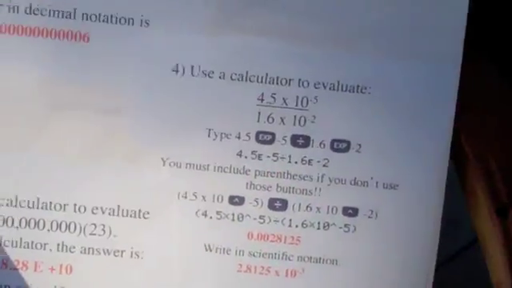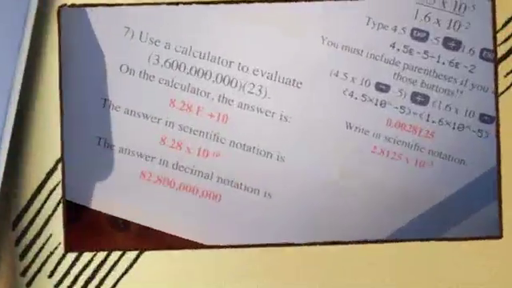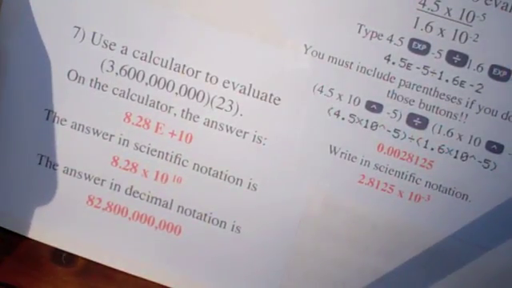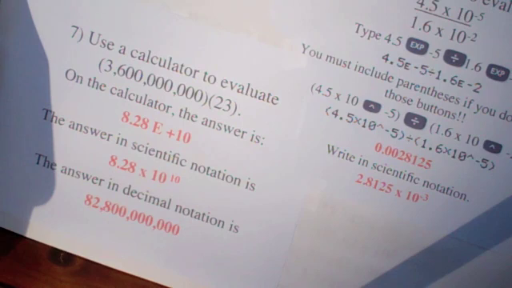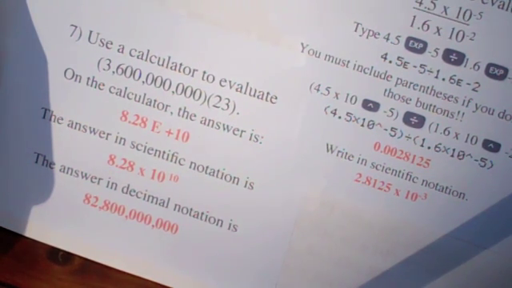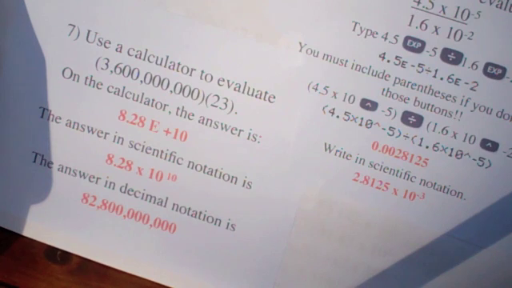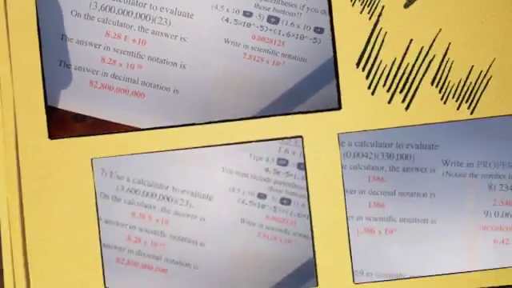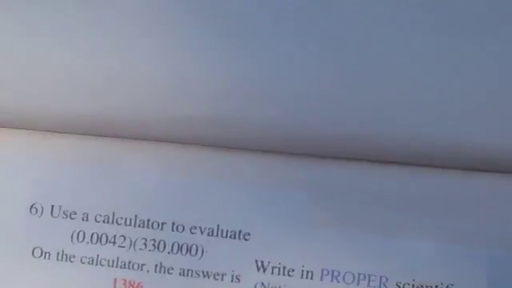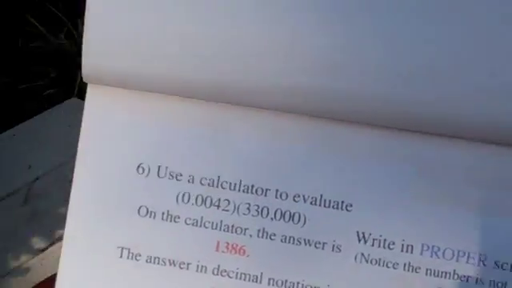Now, let's take a look at this one. Use a calculator to evaluate 600,000,000 times 23. The answer comes out as 8.28e plus 10. In scientific notation, that's 8.28 times 10 to the 10th. And you can see the decimal notation there has a lot of zeros.